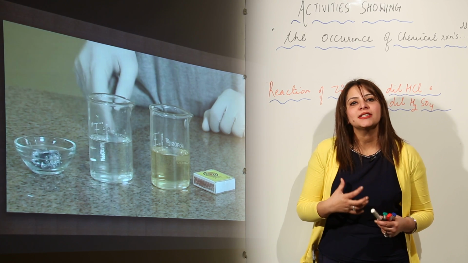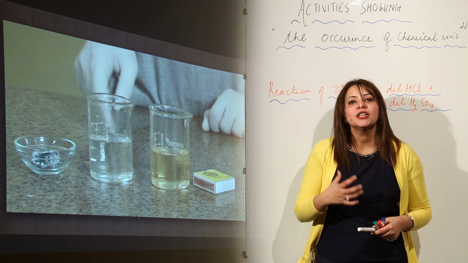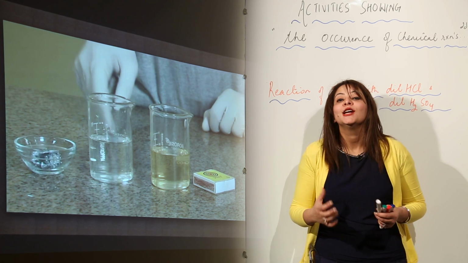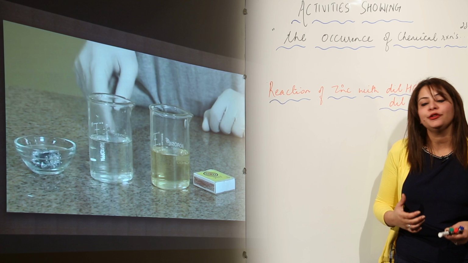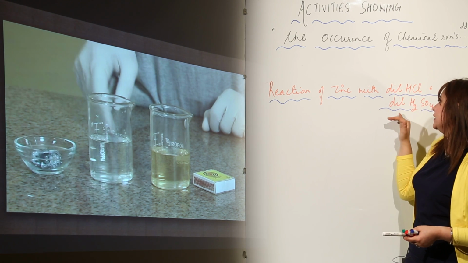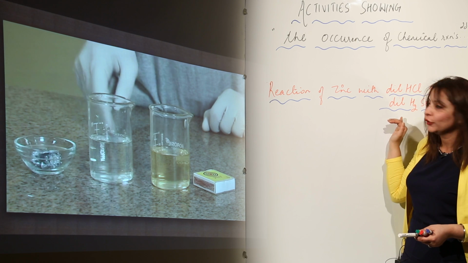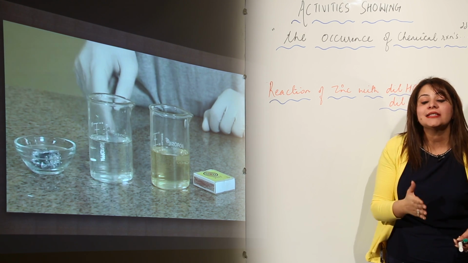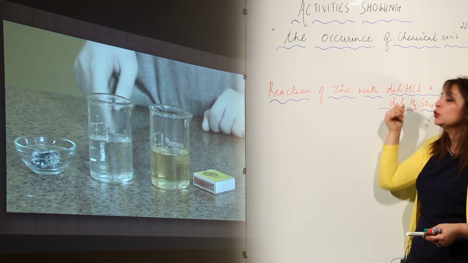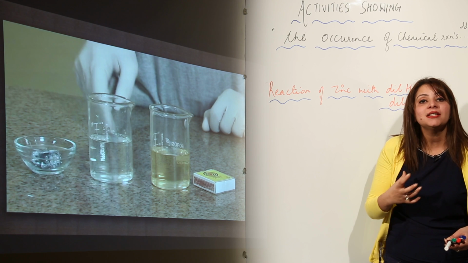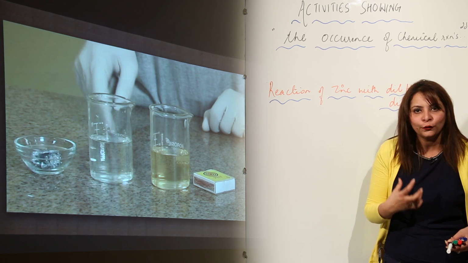Now we are going to start with another activity just to demonstrate in front of you that chemical reactions take place, right. So the second activity I have for you is the reaction of zinc with dilute HCl and dilute H2SO4. So HCl and H2SO4, you know that they are acids. So what kind of acids am I using in this reaction? The dilute one. So what does dilute specify? It means the acid which has more content of water in it, right.